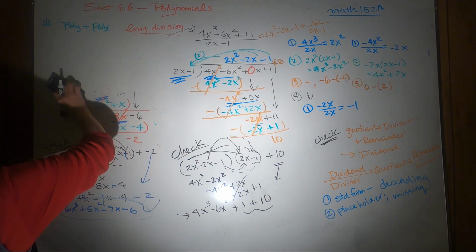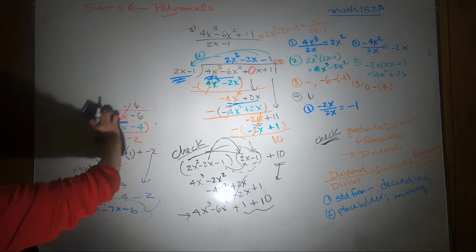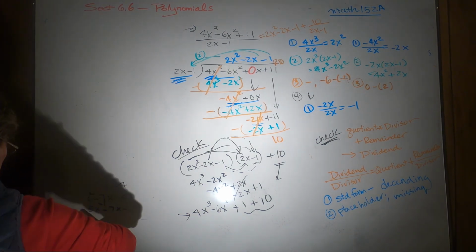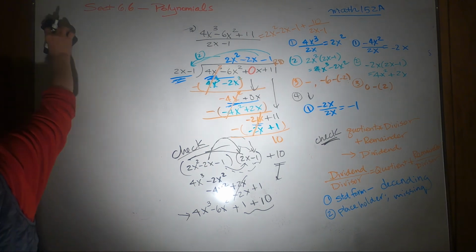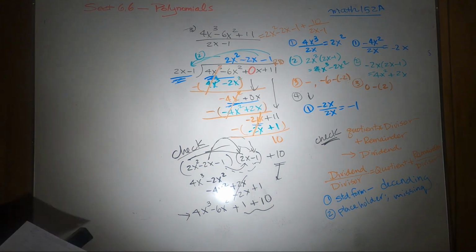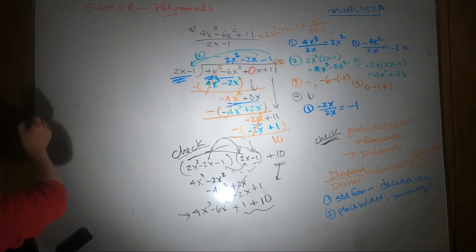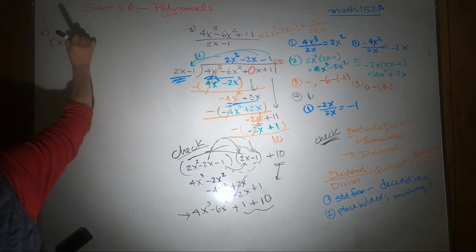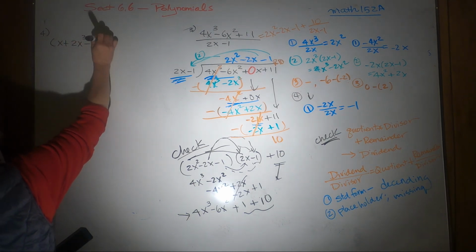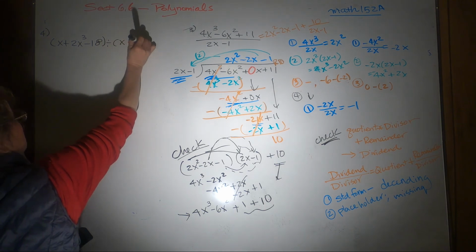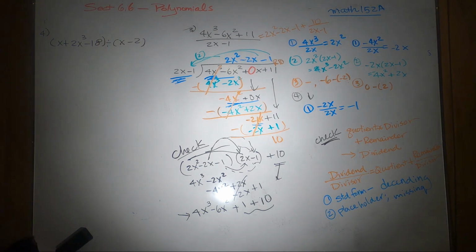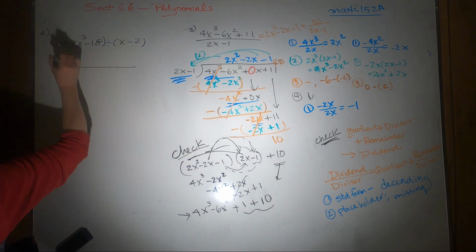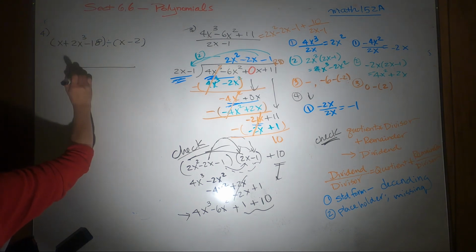For the next one, usually we practice in the class so we can check your mistakes and also see where you will get stuck. But now you just do it yourself. So, 2x cubed minus 18 divided by x minus 2. So first, we need to write what? In standard form. Then put the denominator inside.